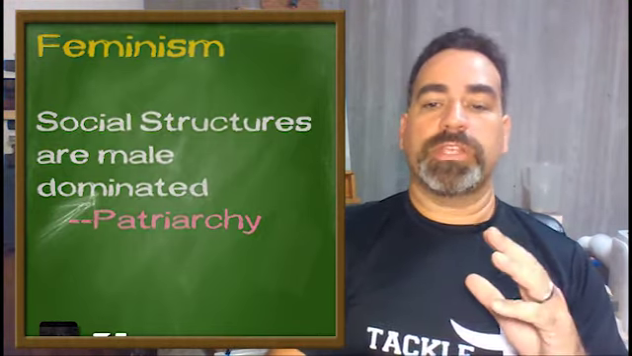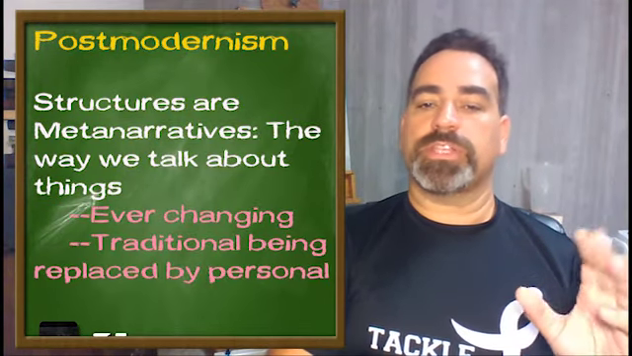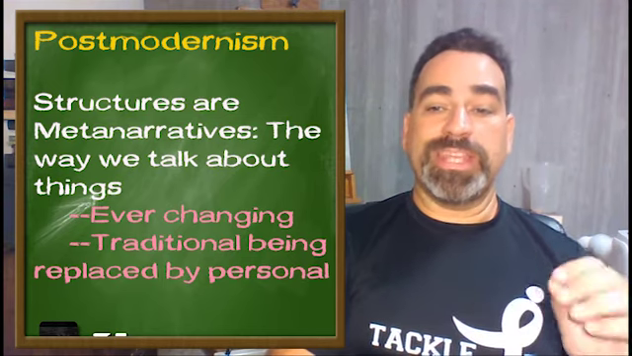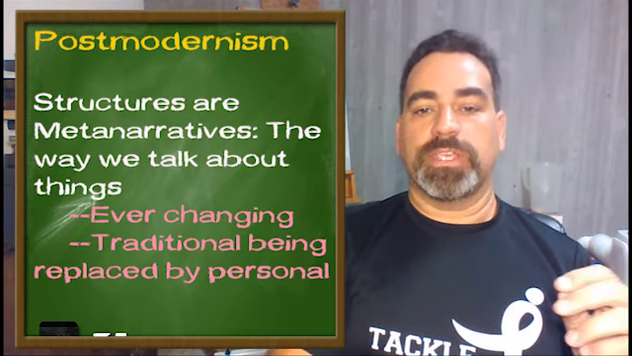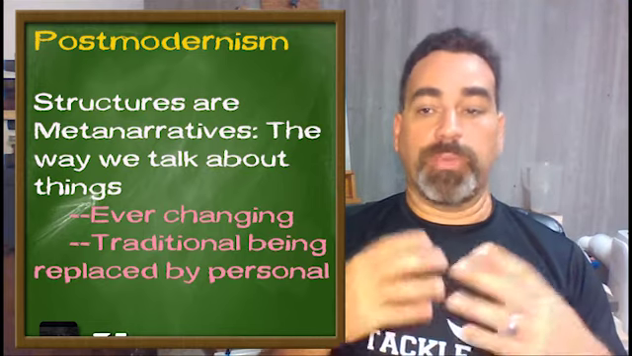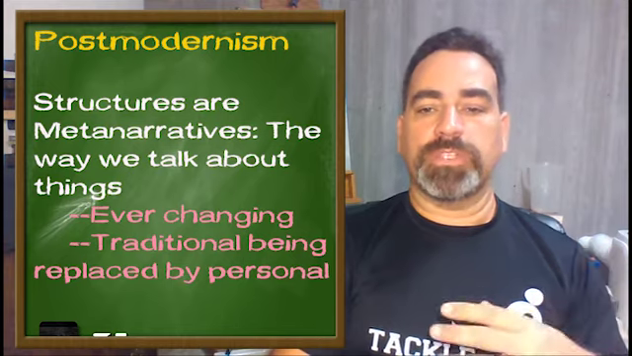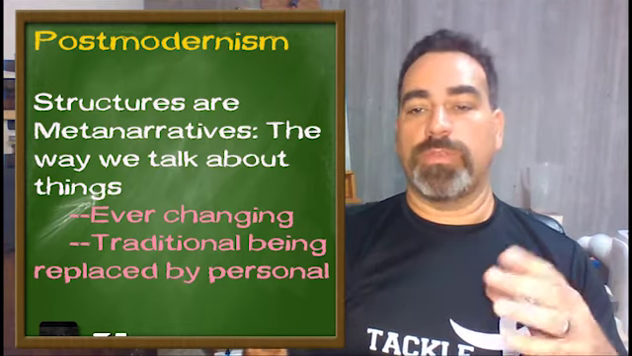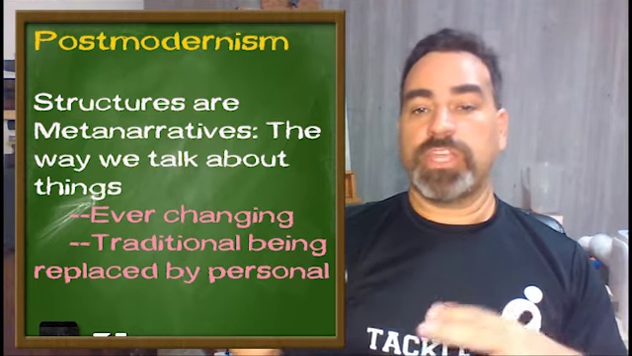The postmodernists have a very radical approach to social structures. Postmodernists claim that social structures can be deconstructed into meta-narratives, or the way we talk about things. So when we talk about our education, our personal education narratives, it's understood that we're referencing the process that we all went through in school. These meta-narratives are not constants. They change over time.